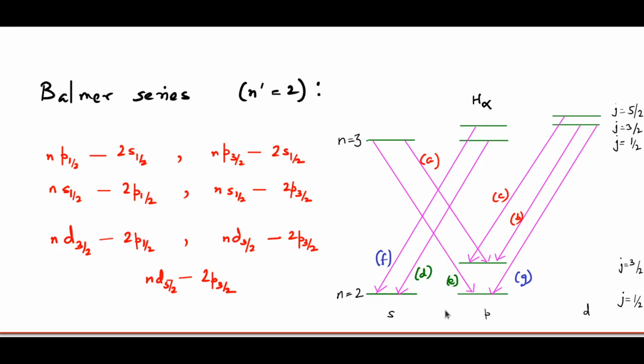In the next lecture, we will take a look at what happens when we switch on an external field like a magnetic field on an atom and what effect does that have on the spectra.